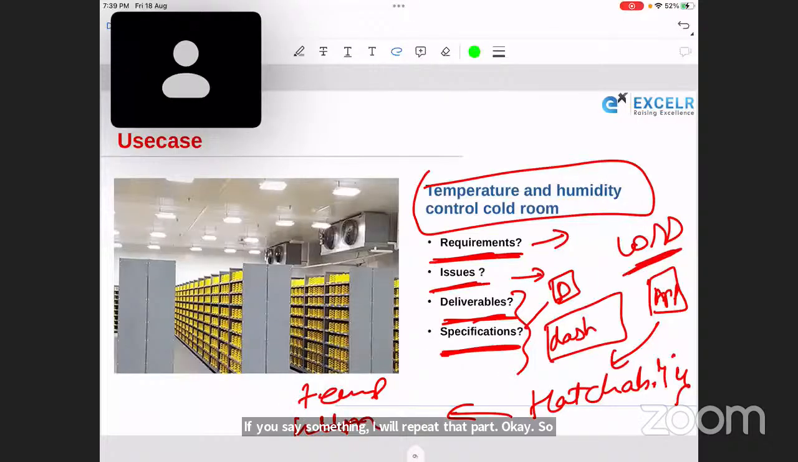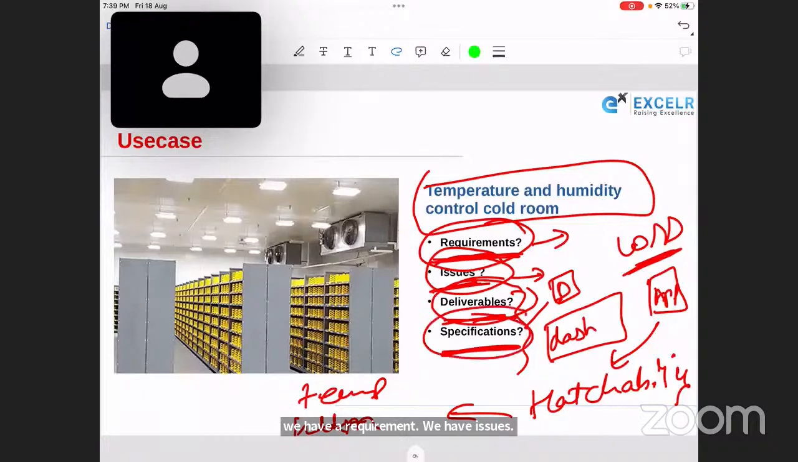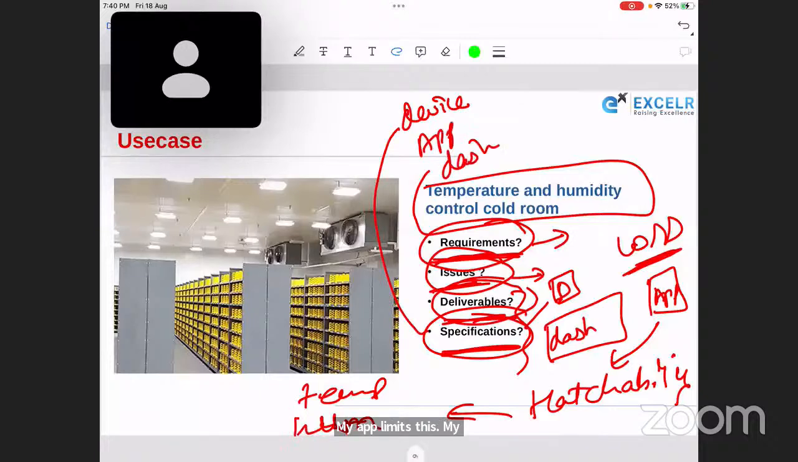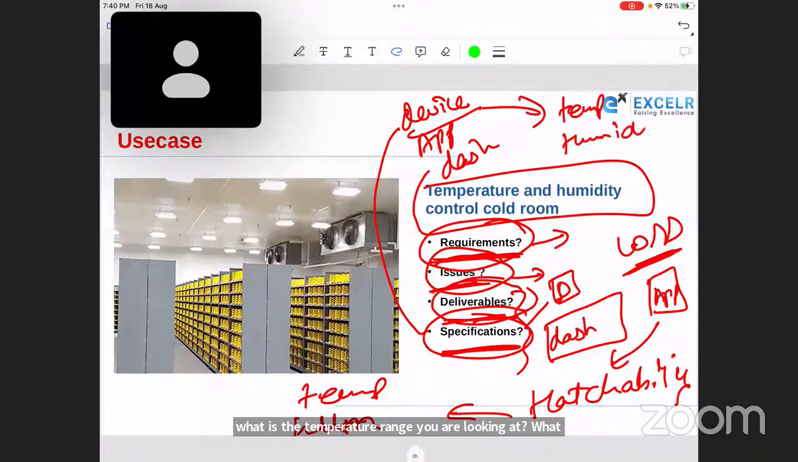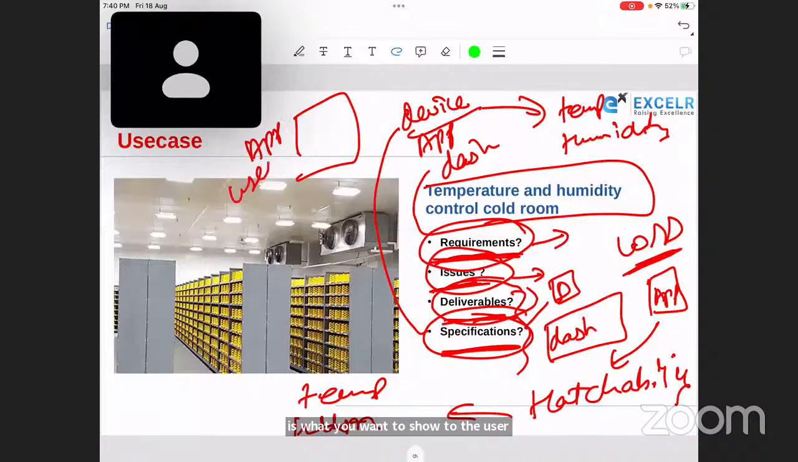Okay, so we have a requirement, we have issues, we have deliverables, we have specifications. So our deliverables are this. Now specification is what? Specification is my device level specification, my app level specification, my dashboard level specification. Device level means what is the temperature range you are looking at? What is the humidity range you are looking at? App is what you want to show to the user.